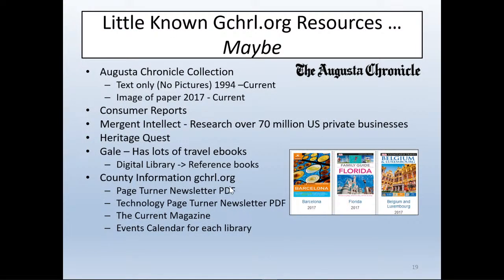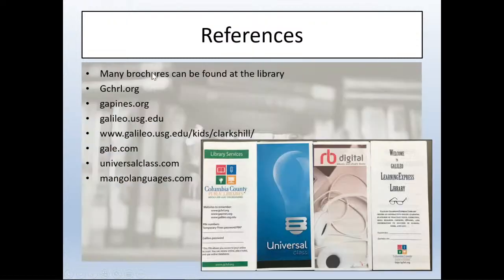All right, some other information, GCHRL, other programs that are available and everything that are listed. A big one is to actually have some reference brochures down at the Columbia County Library in Evans. The reference section actually has handouts as well. The other libraries have some other handouts that are separate as well. And there's also many brochures that can be found.